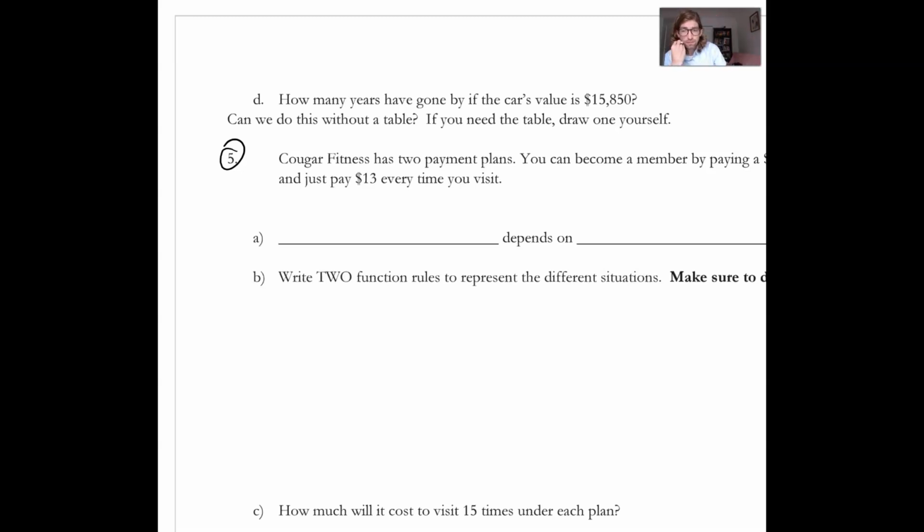So let's think about what's going on here. We have 2 payment plans, so something we're doing depends on cost. And then what other thing is happening here? It says per times you visit. So we have 2 variables going on: it's visits and it's cost. Do you know which one depends on which? The cost depends on the number of visits.